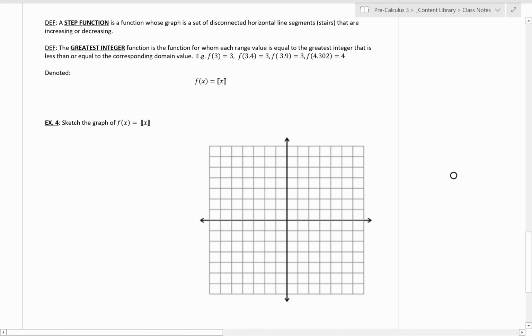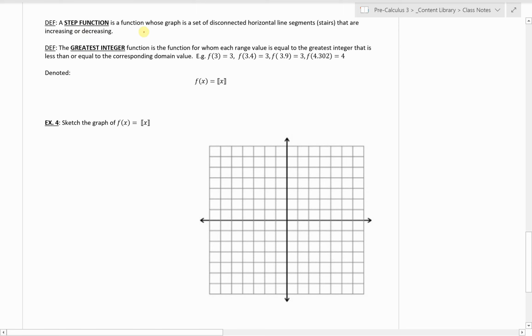Alright, this is our last video for this section. We've been talking about piecewise functions. We saw the tax bracket in the last video. Here we're just going to talk about some more general ideas of particular kinds of piecewise functions. In particular, we're going to talk about a step function.